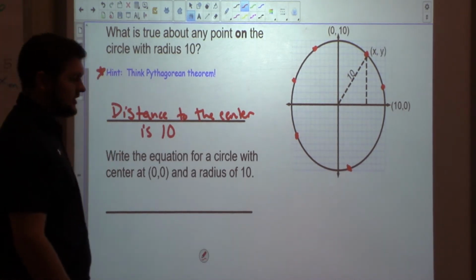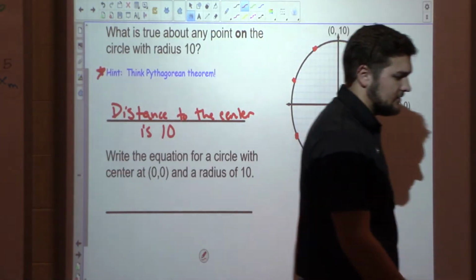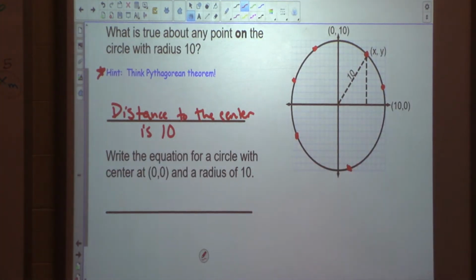Think about the Pythagorean Theorem. If I'm looking at this circle here, I want to write an equation centered at 0, 0 with a radius of 10. That's that circle. Well, if I'm going to use the Pythagorean Theorem, I need a what? A triangle. I need a right triangle with a hypotenuse. Do I have that right now on that picture? Yeah, you do. It's right there. Believe it or not, they drew it on there for us. How nice of them.